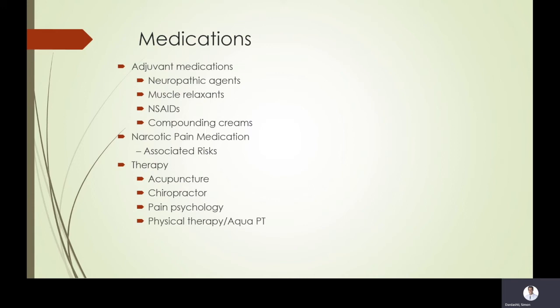Another category of medication, which is very popular in the news, is narcotic pain medications. Narcotic pain medications are hydrocodone, oxycodone, Norco, Vicodin, Percocet, morphine, and the list goes on and on. But this pain medication is very effective, but also builds tolerance. And as a result, individuals who take it over a long period of time need a higher and higher dose to get the same effect of pain relief.